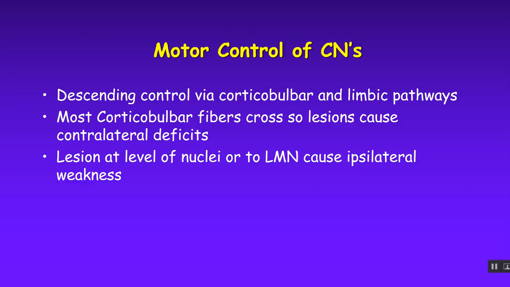So in the brain, if the lesion's on the left and it involves any of the cortical bulbar tracts that go down to control those cranial nerves, you're going to have right-sided problems. If the lesion is on the left in the nerve or the cell body in the actual brainstem, the deficits are going to be on the same side as the lesion, on the left. Ipsilateral weakness.